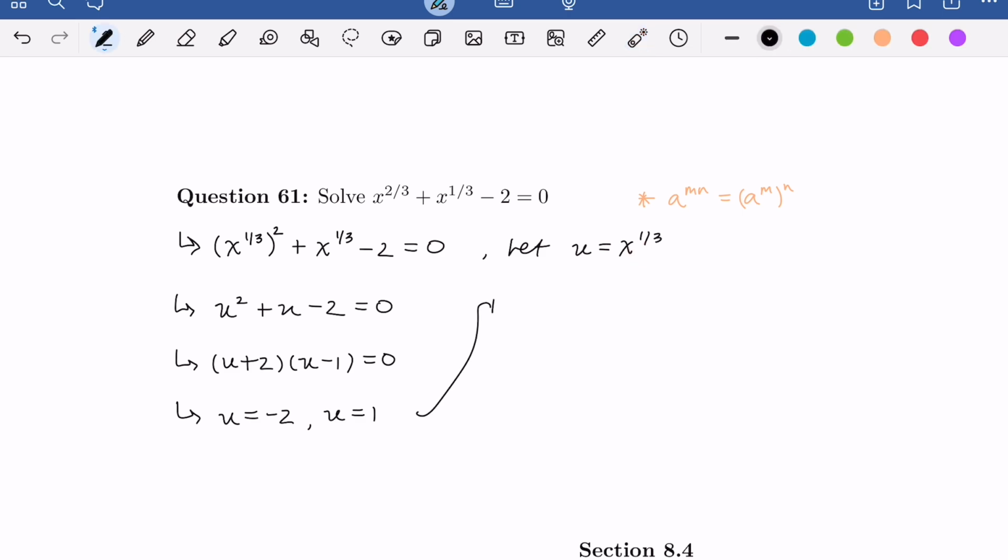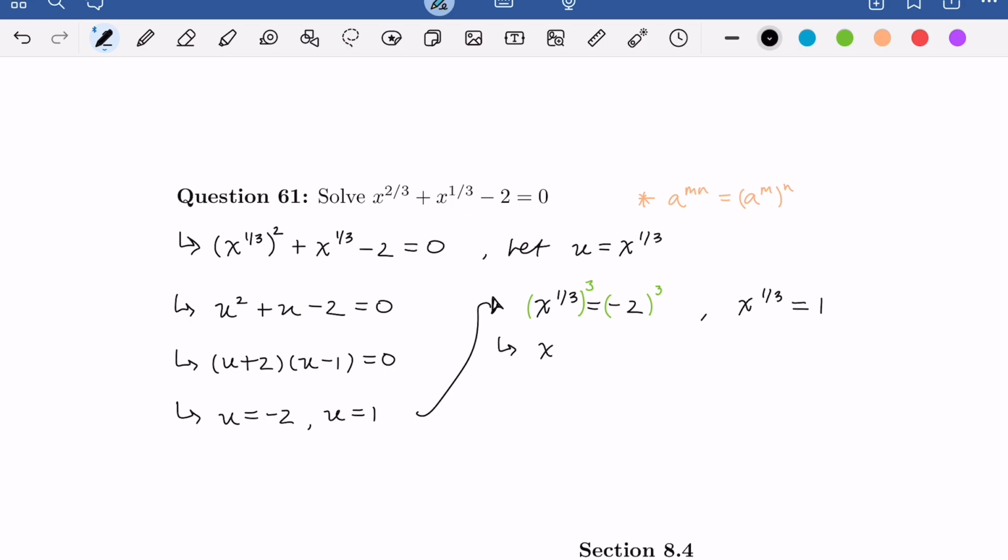So what this means then, if u is equal to negative 2, this means x to the 1/3 power is equal to negative 2. And then if u is equal to 1, this means x to the 1/3 power is equal to 1. So from here, we can solve this. X to the 1/3 is the same thing as the third root of x. And we know that we can get x completely alone by then cubing both sides of our equation here to get rid of this third root.